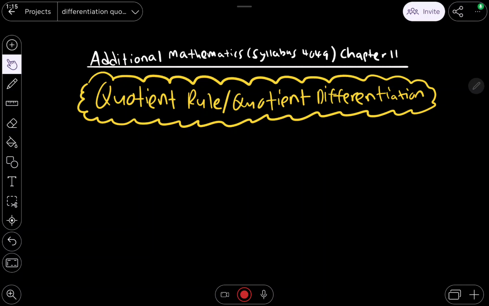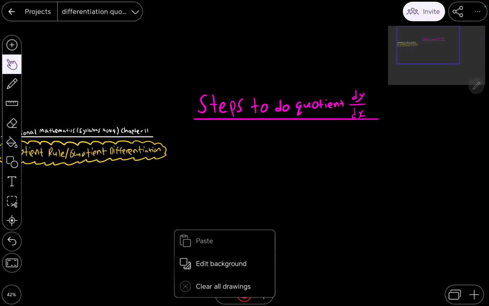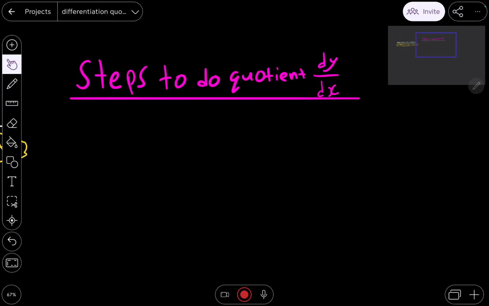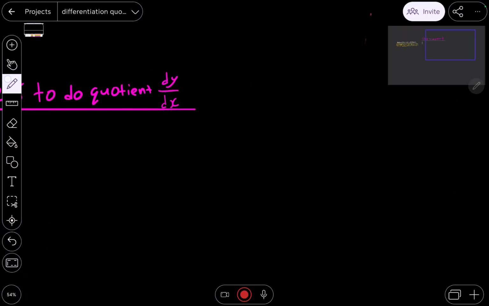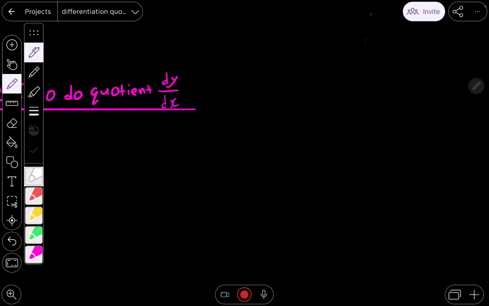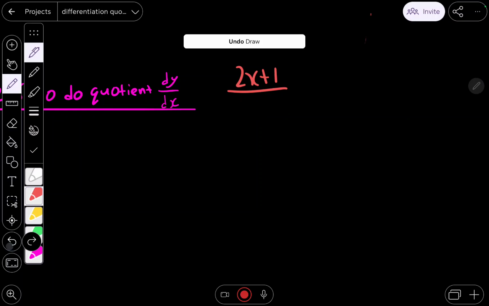Welcome back, everybody. So today we'll be looking at the steps to do quotient rule or quotient differentiation, which is right over here. Okay, so the steps to do quotient differentiation. Before I say the steps, I want to show you the example. I think I wrote 2x plus 1 over 3x. I think it was something like that.